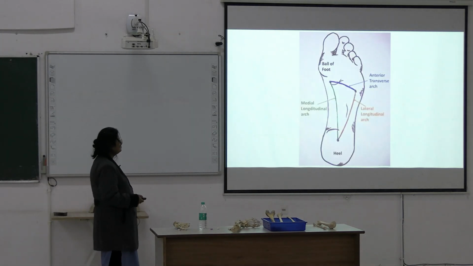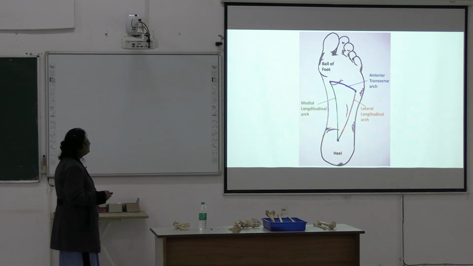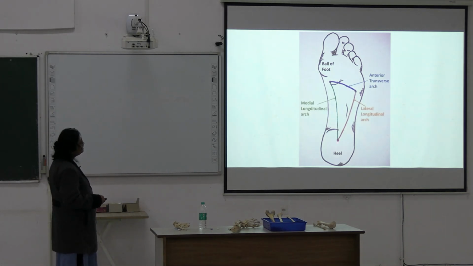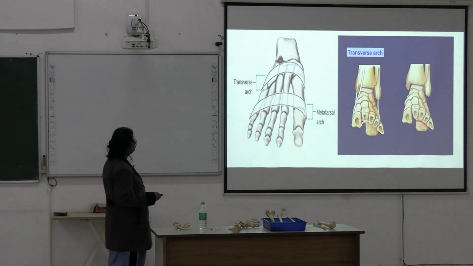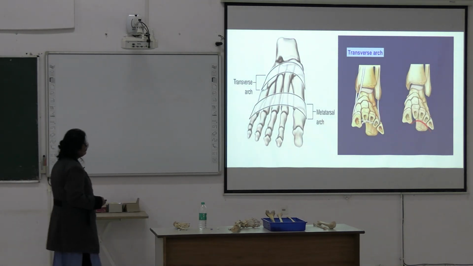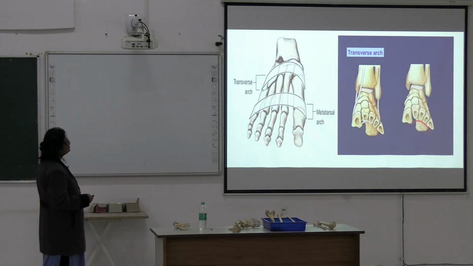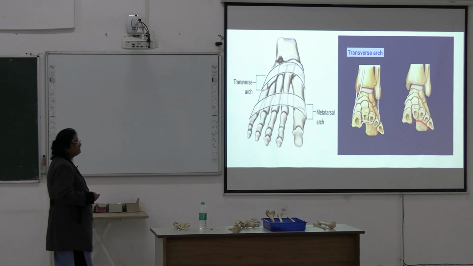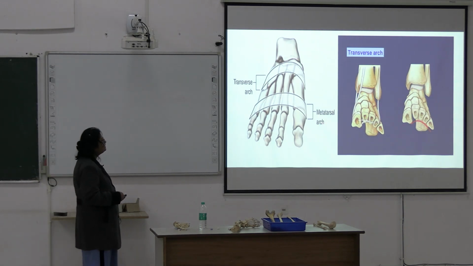Next, so this is the point of the arch. Here is the medial longitudinal arch, this is the lateral longitudinal arch and this is the transverse arch. Okay, anterior transverse arch. Next, this is the transverse arch which is half in each foot. This is the transverse arch and this is the anterior transverse arch. It is formed by the metatarsal bones, the heads of the metatarsals. This is a complete arch.